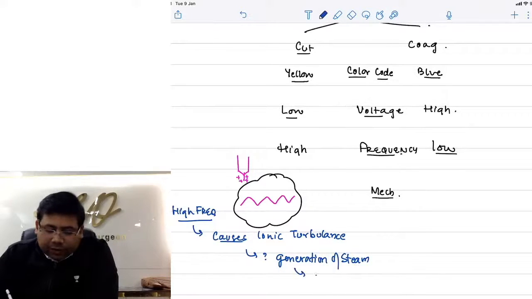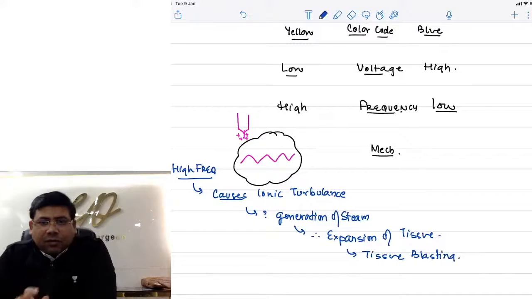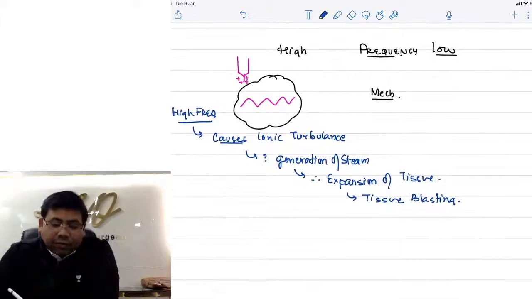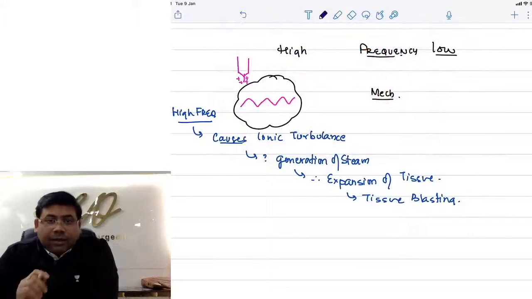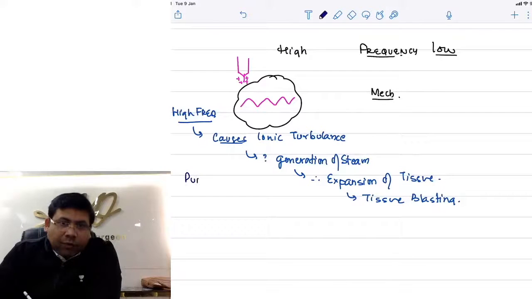When there is generation of steam, what will happen? Therefore, expansion of the tissue, and when there is expansion of tissue, the tissue will burst like a what? Bomb blast. Therefore the tissue blasts off. So there is tissue blasting. Are you getting this concept up till here or no? Are you getting this? So there will be tissue blasting. The next very important thing that you have to understand: pure cut therefore is the most devastating of all. What is the concept of pure cut?